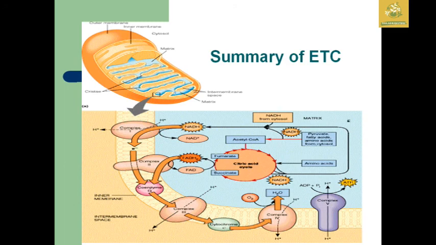The first step is in the matrix, where glycolysis takes place and forms acetyl CoA, and the citric acid cycle occurs with the release of NADH. These go to the electron transport chain and act with complex 1 and complex 2, then the third complex, and the fourth complex, and ATP is derived as the final product, with the release of H plus ions, which are used for other processes.